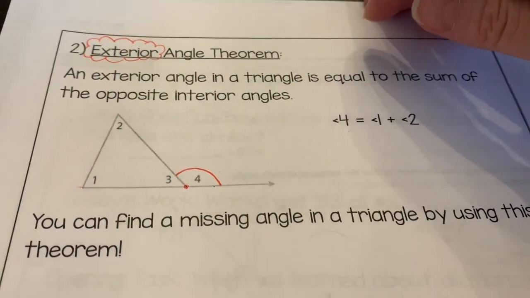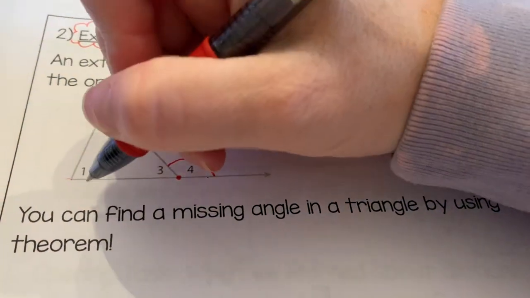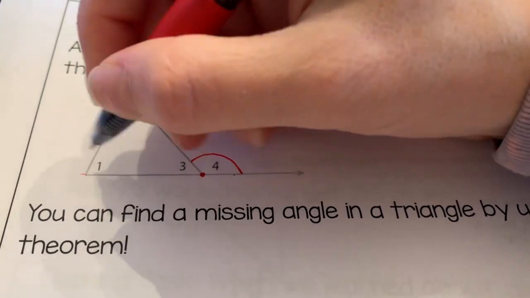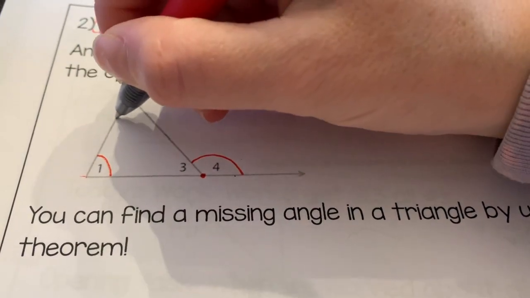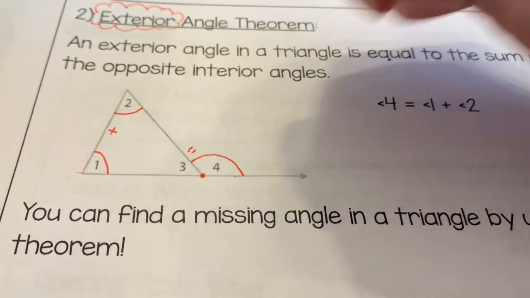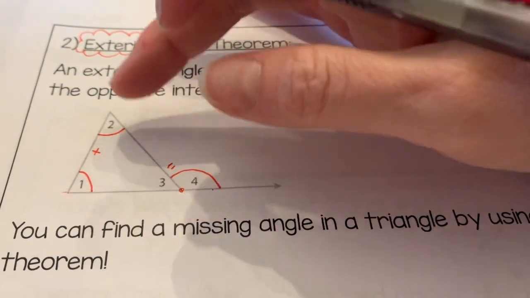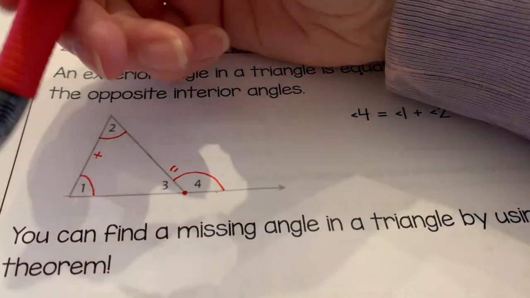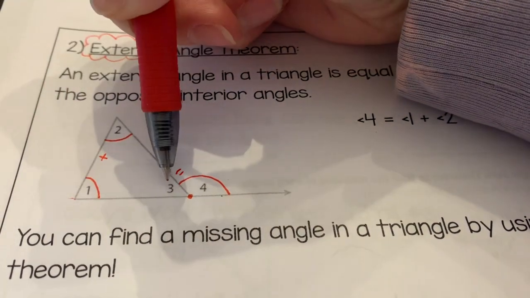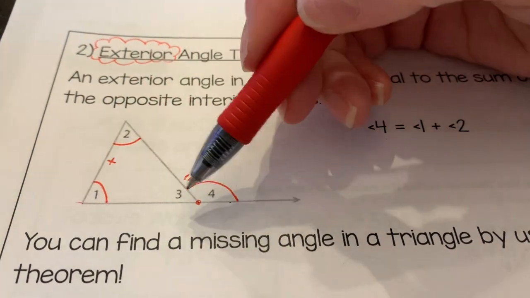So, what we know about the exterior angle is that it's equal to the sum of the opposite two. Wherever your exterior angle is, you look at the opposite two angles that are on the interior, and when you add those together, you get the exterior angle. So in this case, angle 4 is equal to angle 1 plus angle 2. If there was an exterior angle out here, this would be equal to 2 plus 3. And if there was an exterior angle out here, it would be equal to 1 plus 3.